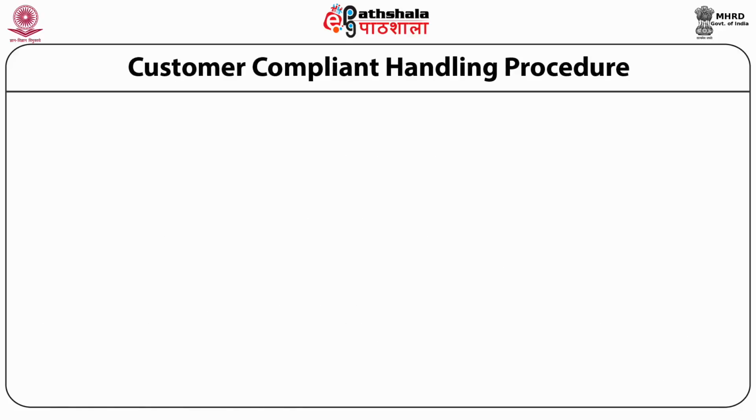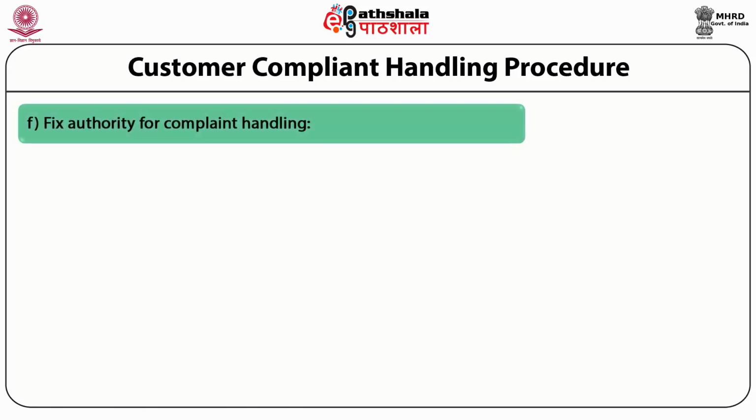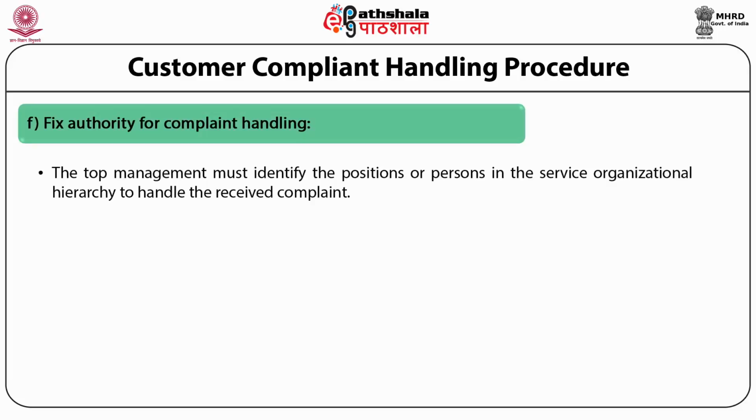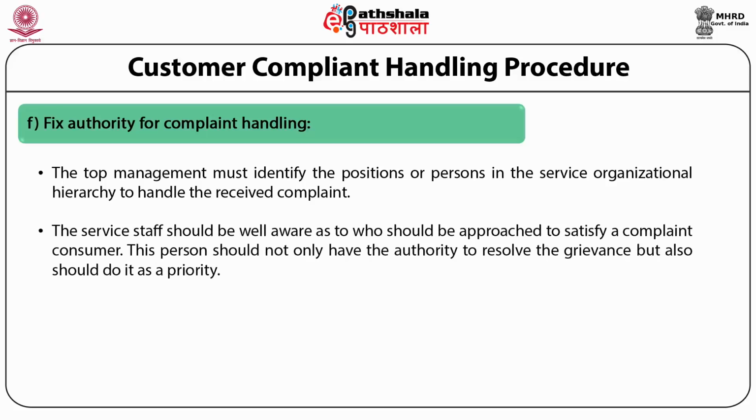Now, students, what do you think shall be the last step? Well, it would be fixing the authority for handling the complaint. The top management must identify the positions or persons in the service organizational hierarchy to handle the received complaint. The service staff should be well aware as to who should be approached to satisfy a complaining consumer. This person should not only have the authority to resolve the grievance, but also should do it as a priority.